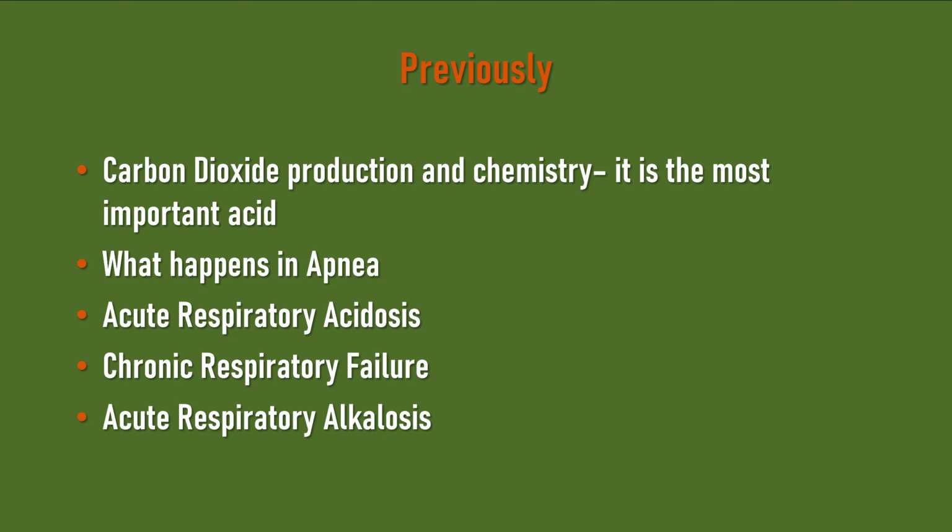Previously, I discussed carbon dioxide production and chemistry and why carbon dioxide is the most important acid in the body. I explained what happens in apnea, what happens in acute respiratory acidosis or acute hypercarbic respiratory failure, what happens with acute respiratory alkalosis where patients hyperventilate. And I also discussed patients who have COPD, who chronically hypoventilate and have high levels of bicarbonate and low levels of chloride in their blood.